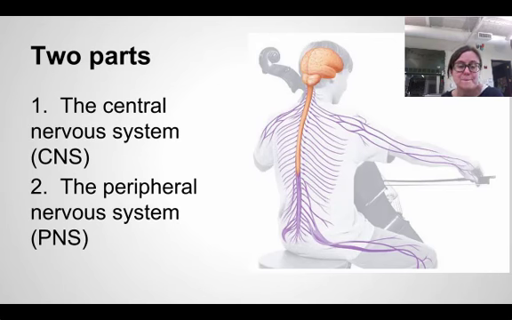So there are 2 main parts in the nervous system. There is the central nervous system, which you can see here, colored orange, and then the peripheral nervous system, which you can see here in purple. They work together. The CNS, the central nervous system, is kind of like the control center. It processes and responds to all of the information. The peripheral nervous system connects the central nervous system to all of the parts of the body. So it can take information in from any part of the body, send it through the spinal cord to the brain and the central nervous system, and then it will take the information from the central nervous system and send it back out to all parts of the body.